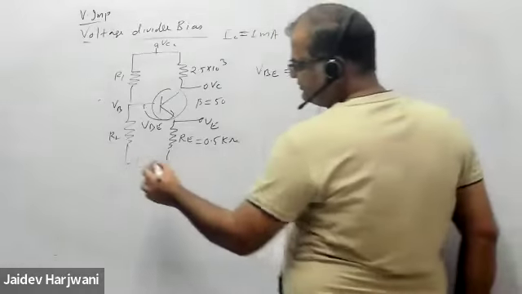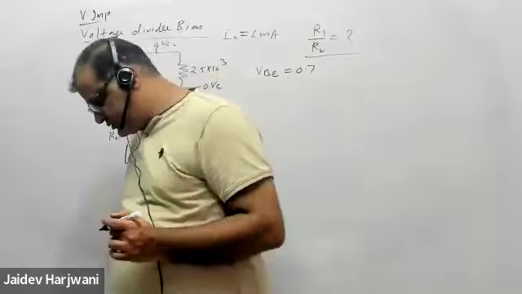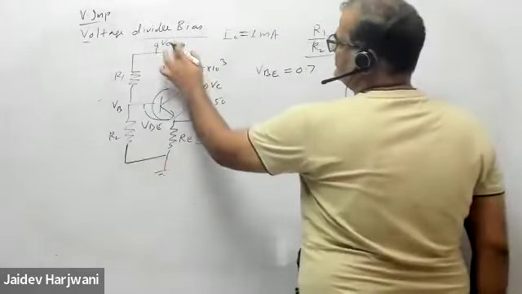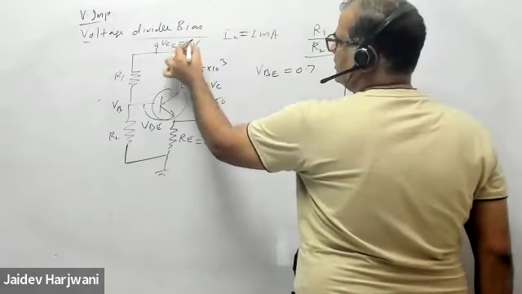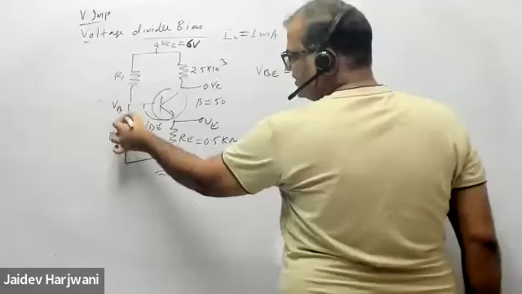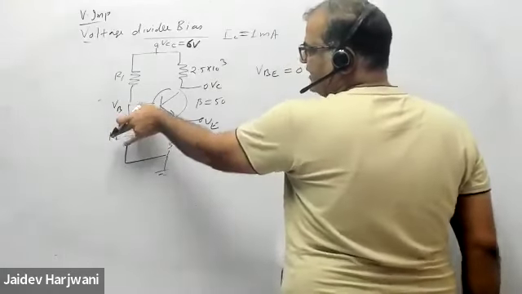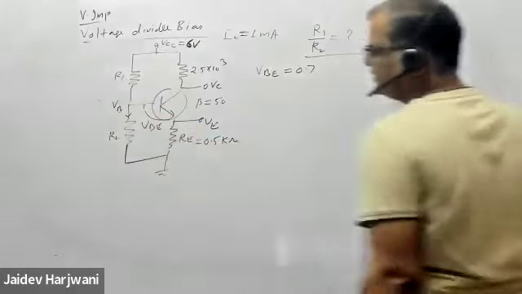Tell me, what is the question? What is the VCC value? VCC value is 6 volt. So you can neglect this current IB only when the current in here is very high compared to this one, at least 10 times of this current. You can neglect this current.